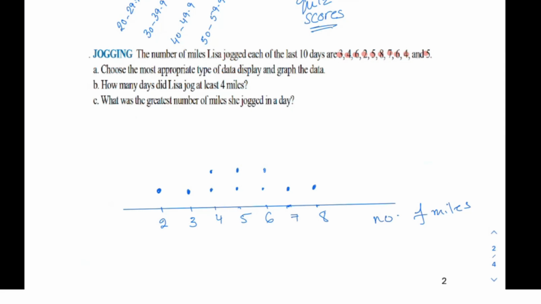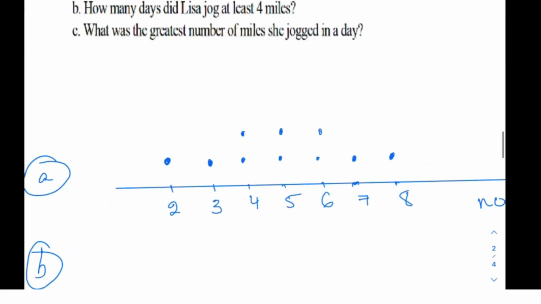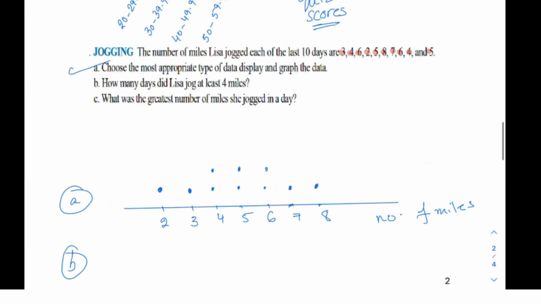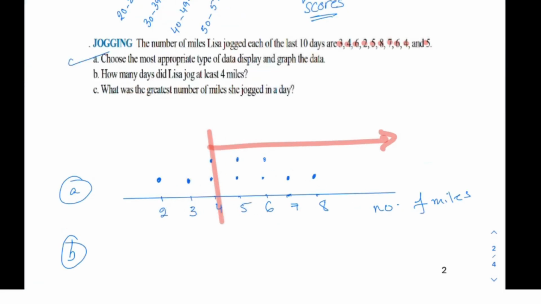Okay, we have done the graph. This is part A: how many days did Lisa jog at least 4 miles? So this is 4 miles, at least 4 miles, so from here and above. We are going to count all the dots, or from the original data set, you can choose 4, 5, 6, 7 and 8, and count the dots. 1, 2, 3, 4, 5, 6, 7, 8. So we have 8 days.